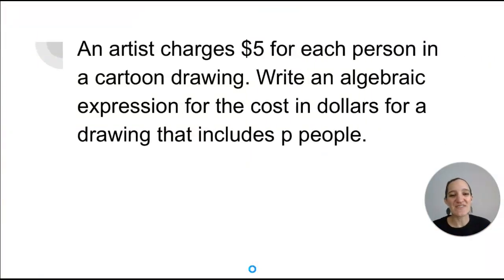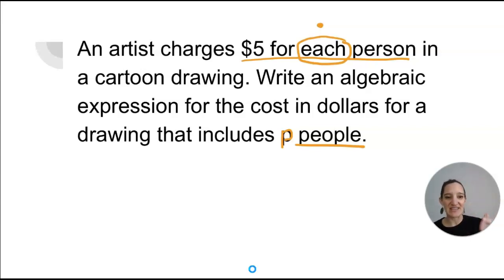An artist charges $5 for each person in a cartoon drawing. Write an algebraic expression for the cost in dollars for a drawing that includes P people. Well, there's our variable. We don't know how many people, but we know we're going to use a P. Okay, so here is the math sentence that I think we're going to translate. It's $5 for each person. Where's our math word? The math word is each.